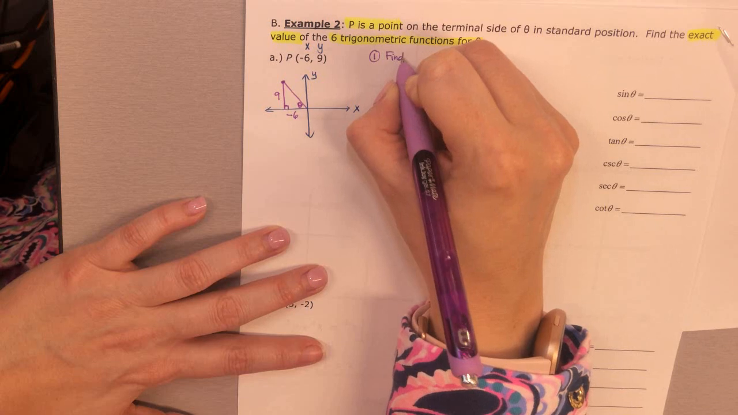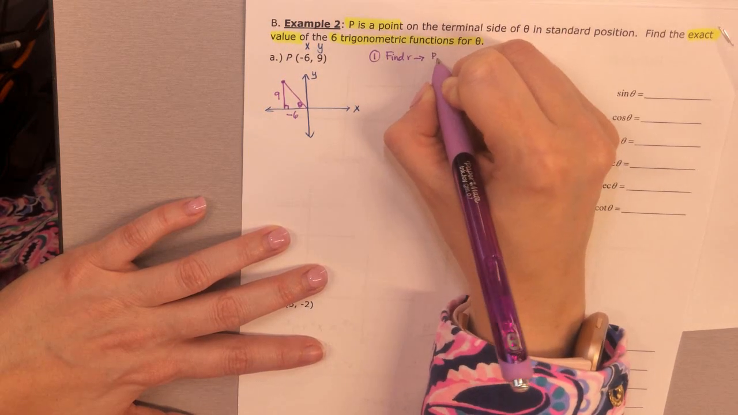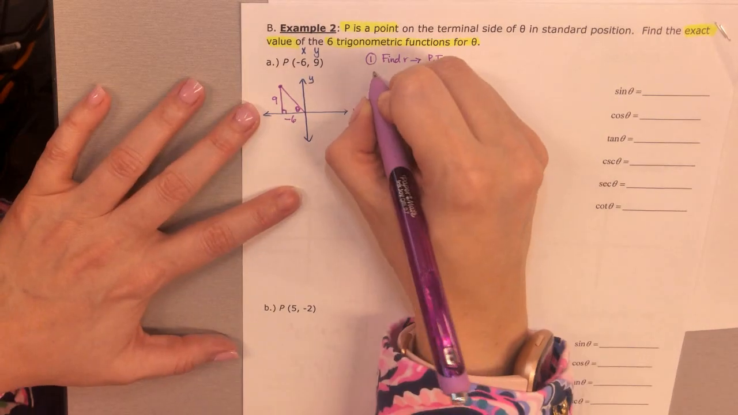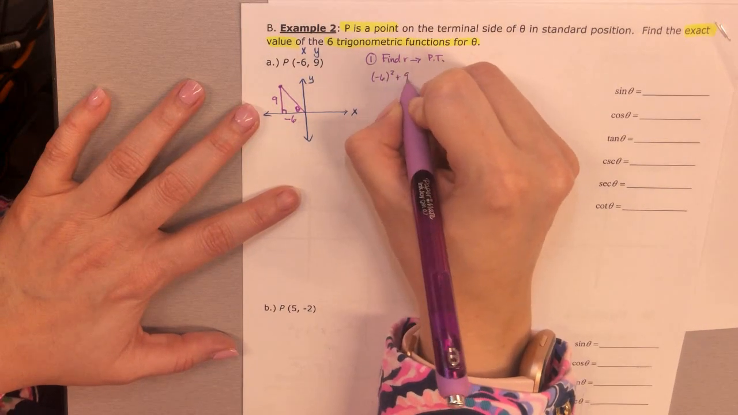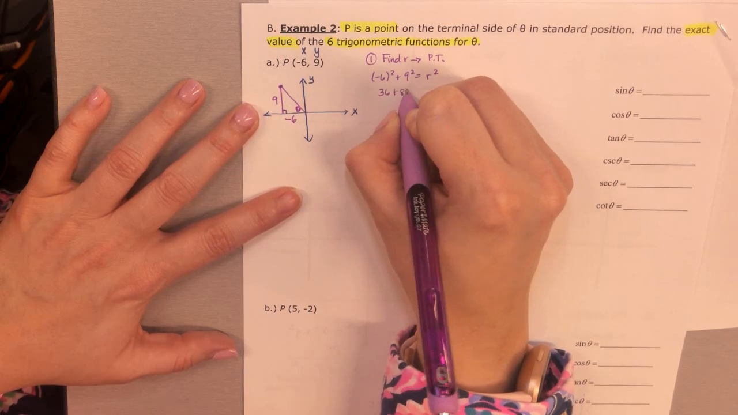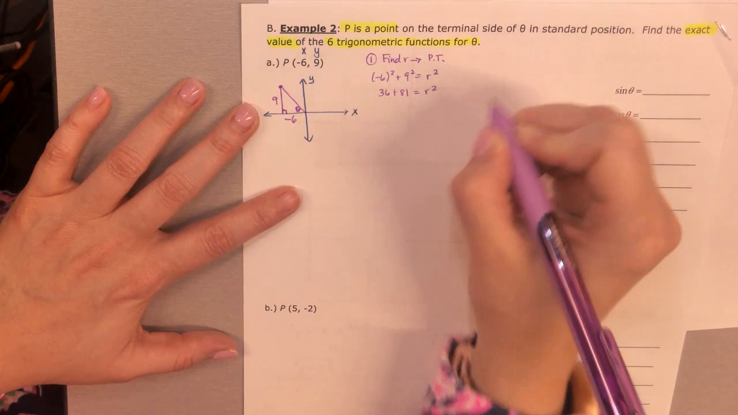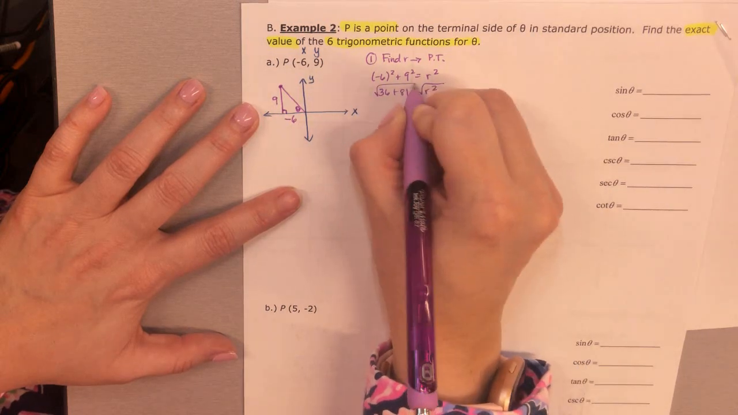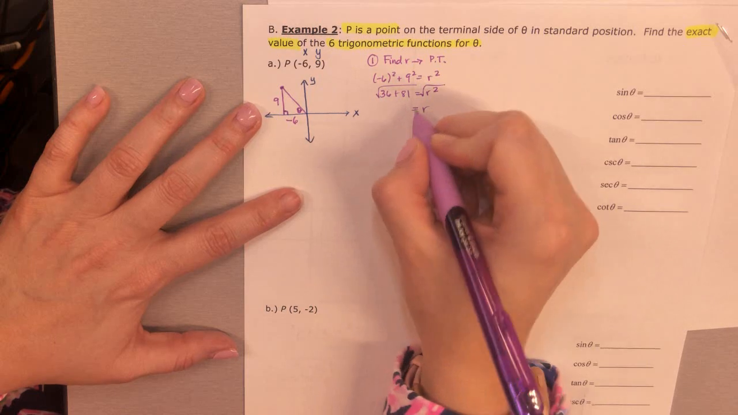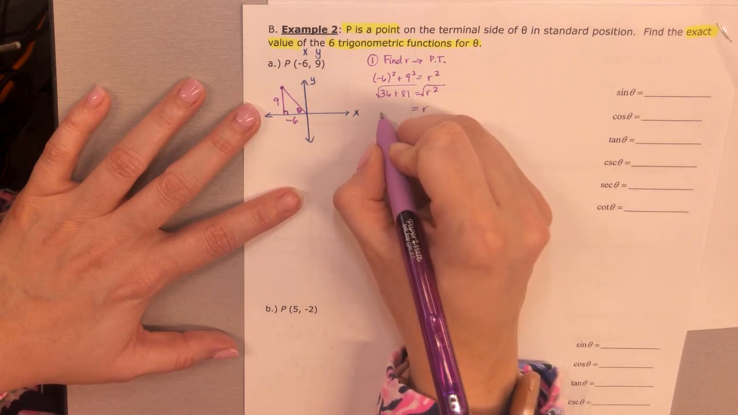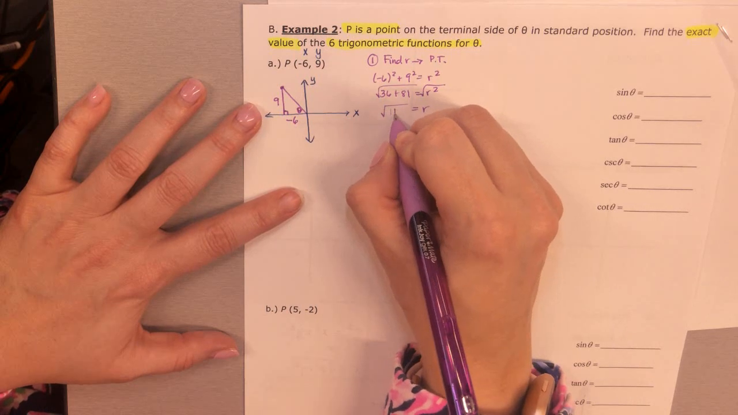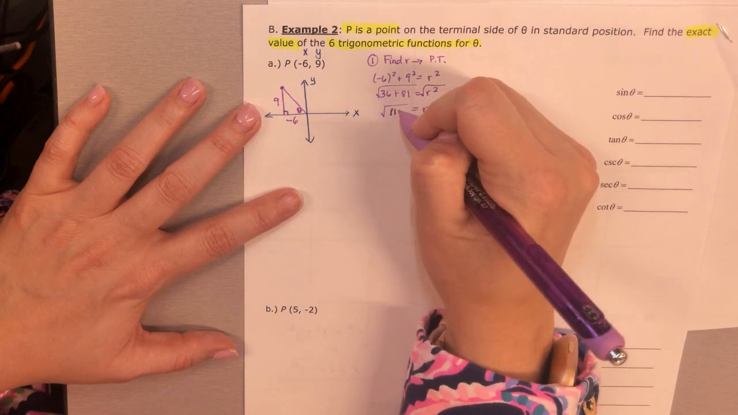Yes, find R, which is going to be the Pythagorean theorem, so we're going to find that hypotenuse. Okay? So -6 squared plus 9 squared equals R squared. 36 plus 81 equals R squared. We will be taking the square root. Okay, and when you do this, do not split this up. You have to add them together first. Okay, it is not the same thing. And you get 117.